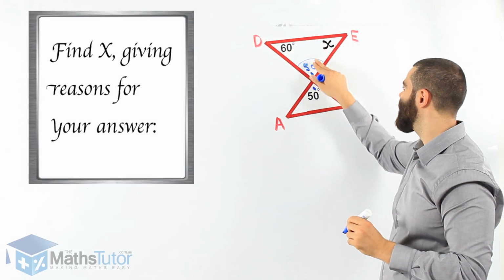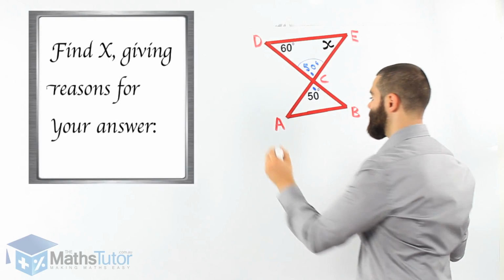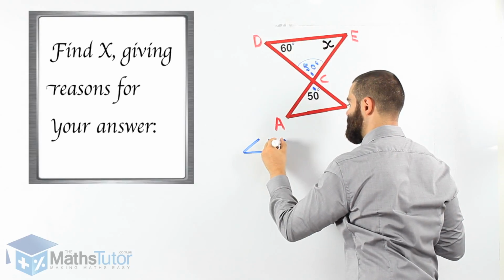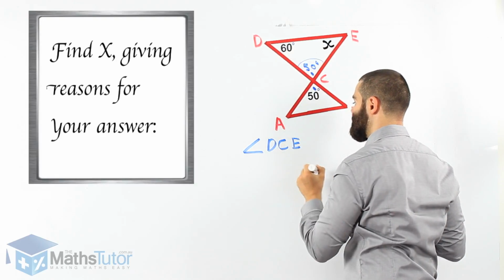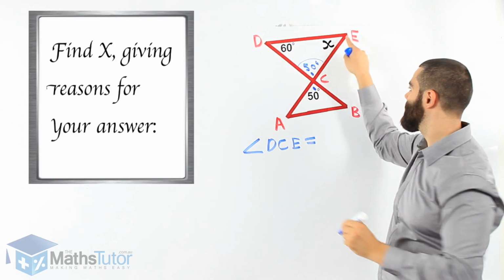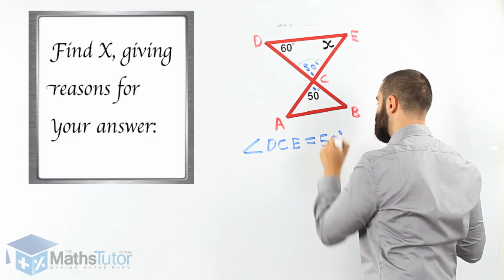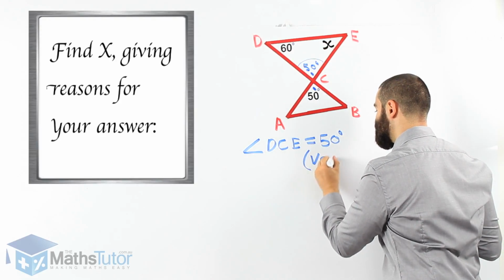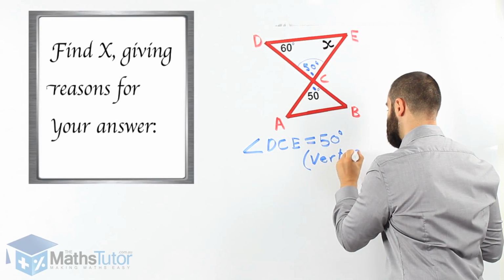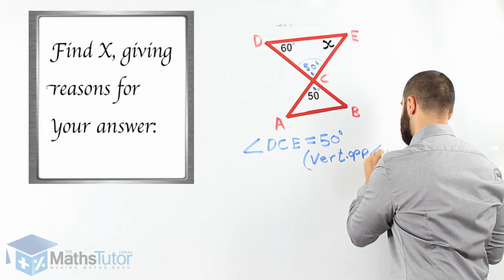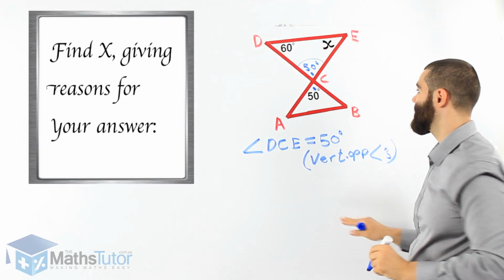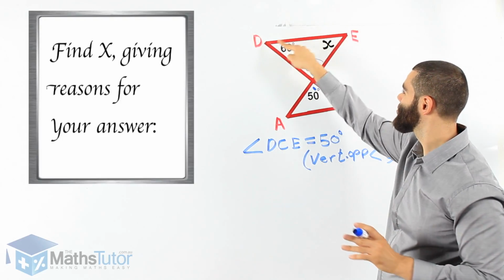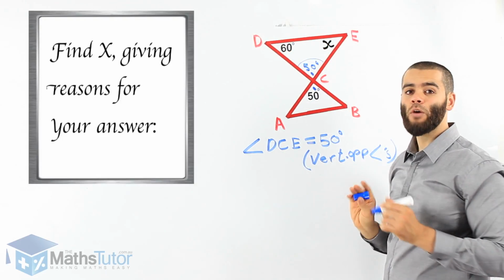So vertically opposite angles. We have to write that down. Angle DCE is 50 degrees, and we have to write our reason. Our reason is vertically opposite angles. Vertically opposite angles is our reason. That's our first step. We now found a missing angle in this triangle. This is 50 degrees. Now what do we do?